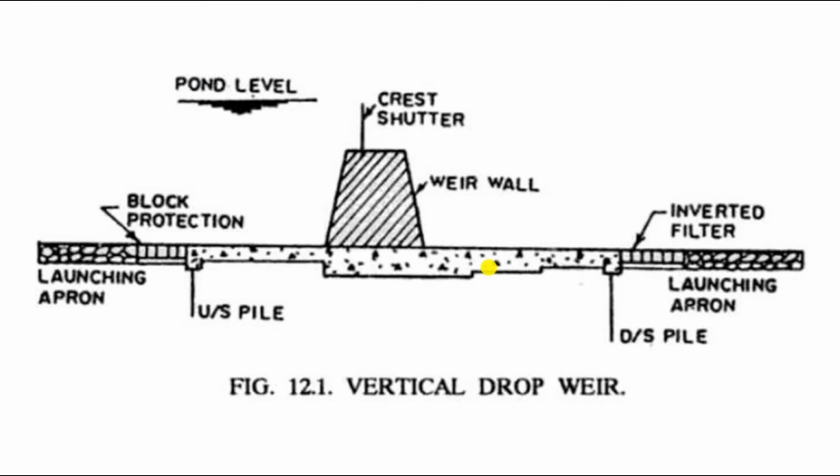This is one example of a vertical drop weir. In it, two piles are placed for increasing the length of the flow path of the water. That is the crest shutter, that is the weir wall, and that is the pervious foundation. So the water passes through that foundation.